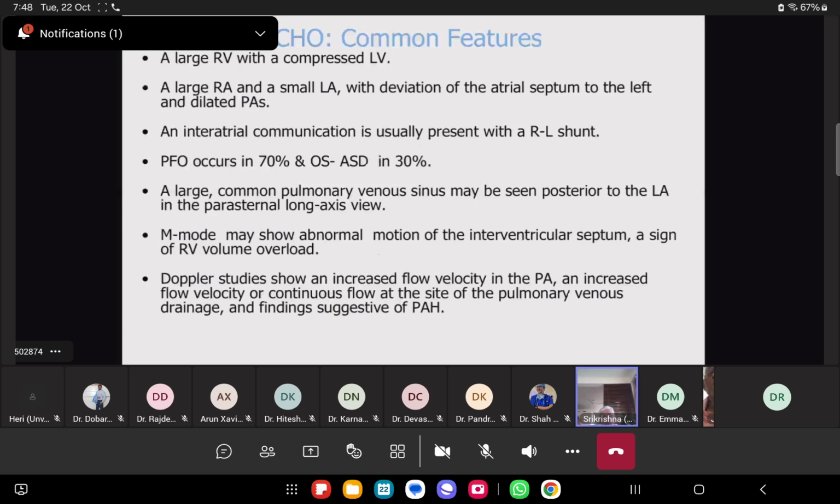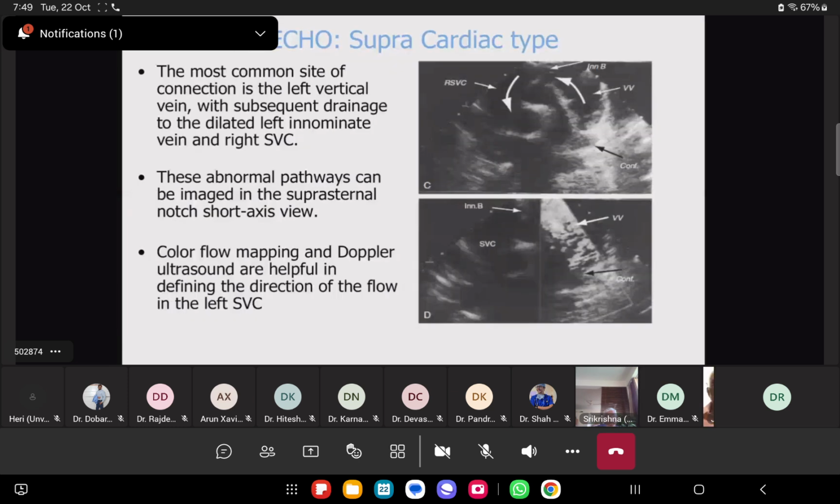A large common pulmonary venous sinus may be seen posterior to the LA in the parasternal long axis view. M mode may show abnormal motion of the interventricular septum, a sign of RV volume overload. Doppler study shows an increased velocity in the PA and increased flow velocity or continuous flow at the site of the pulmonary venous region, and findings are suggestive of pulmonary arterial hypertension.